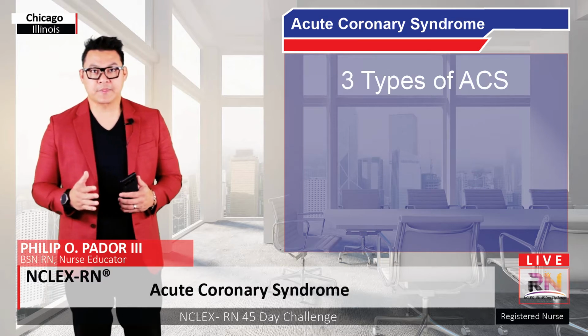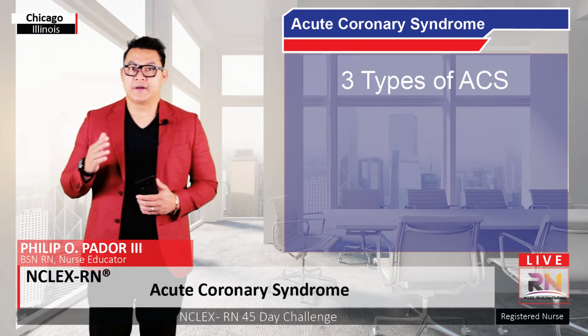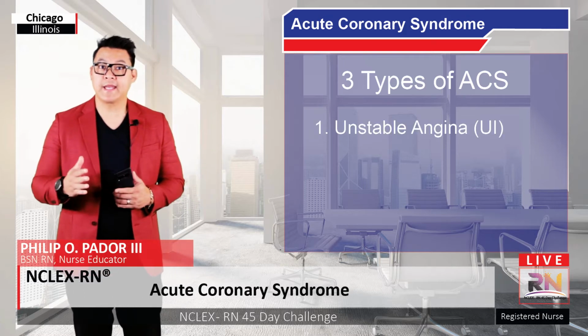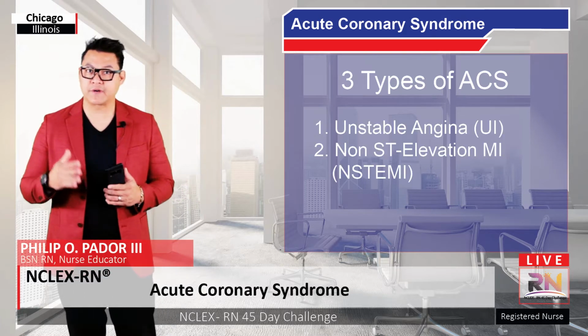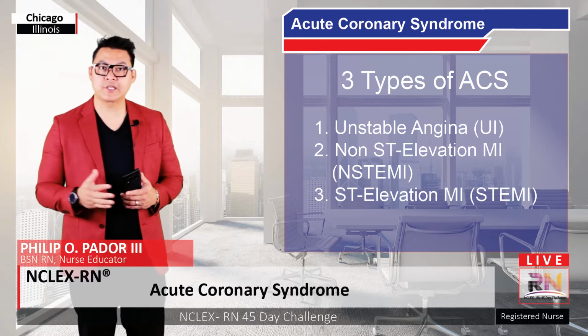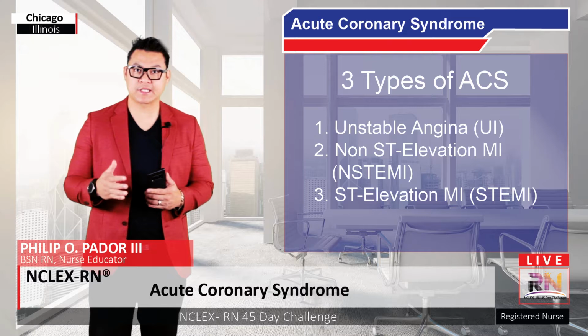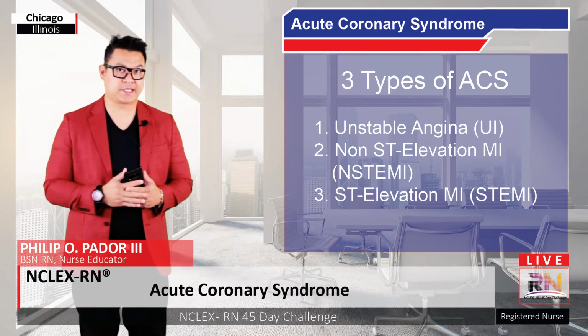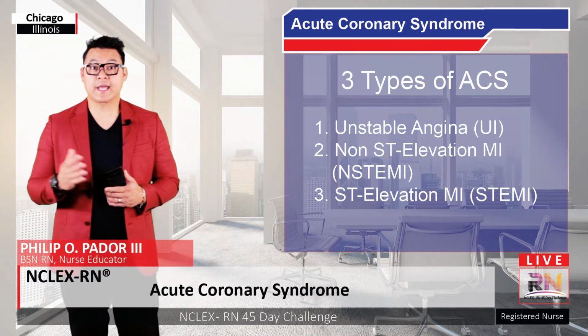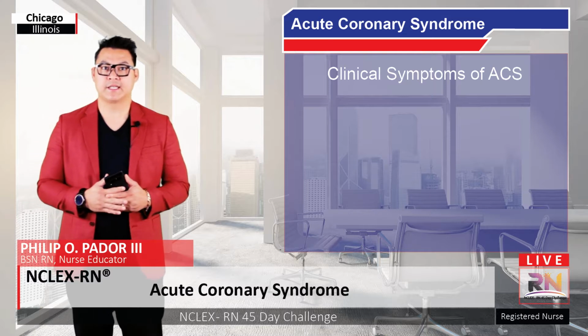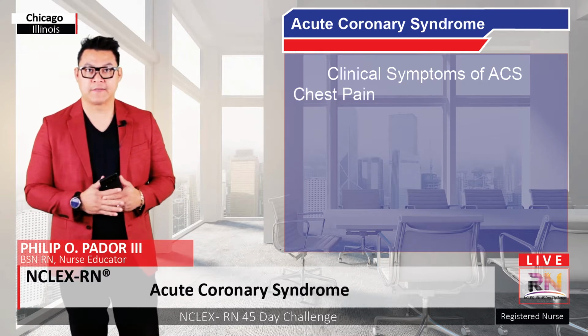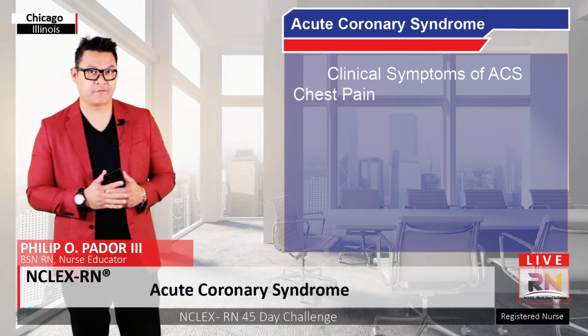There are three types of ACS: unstable angina, non-ST elevation myocardial infarction, and ST elevation myocardial infarction. We will talk about the key differences amongst these types in a few minutes. There are three cardinal signs and symptoms of ACS. The first is chest pain. Well, chest pain can be non-specific.